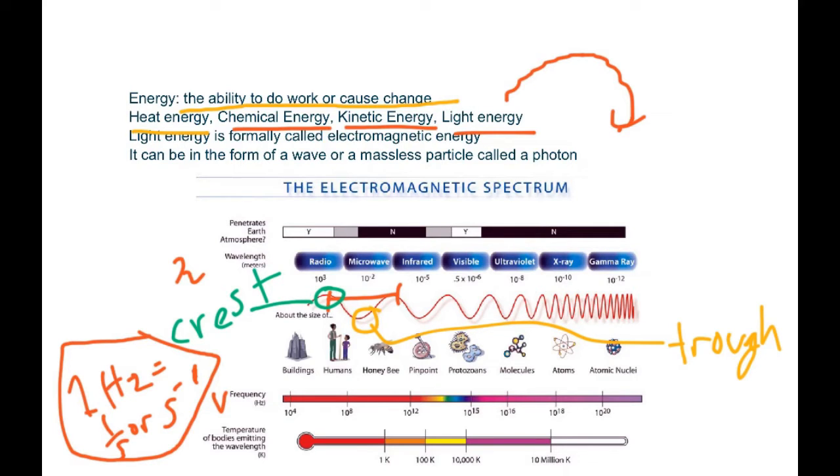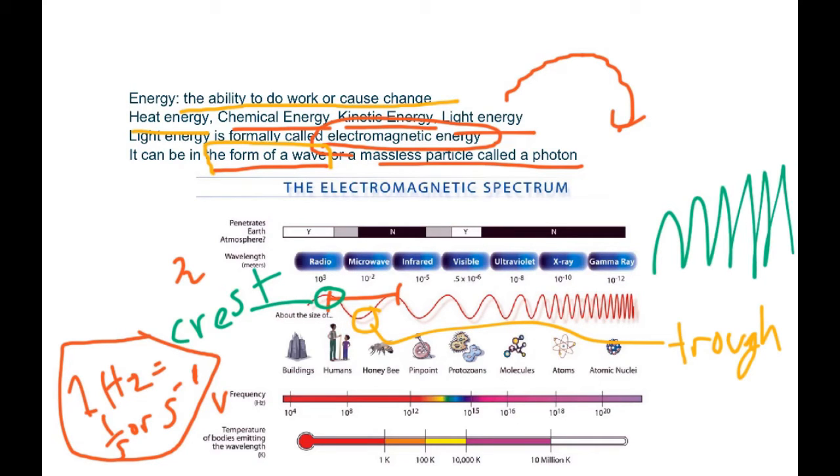So, light energy is also called electromagnetic energy. Electromagnetic energy can be in the form of a wave or a massless particle called a photon. But for now, let's first focus on the definition of electromagnetic energy in the form of a wave. So in the picture below, you can see a red wave that's getting increasingly less wide and more frequent. And this goes into the idea that waves have something called a frequency.